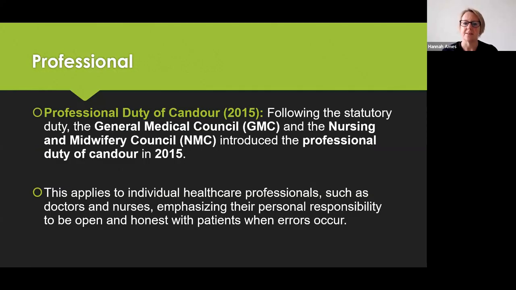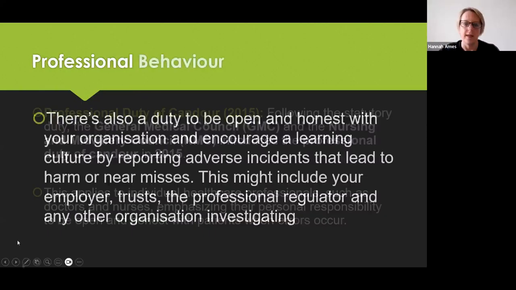So this kind of follows on from the statutory duty, and it applies to the Nursing and Midwifery Council and General Medical Council. In 2015, they introduced the professional duty of candour. And this applies to us as individuals, so doctors and nurses, allied health professionals as well, emphasising our own personal responsibility to be open and honest with patients when errors occur. So it's not just about the organisation or the trust or your workplace, it's about us as individuals.